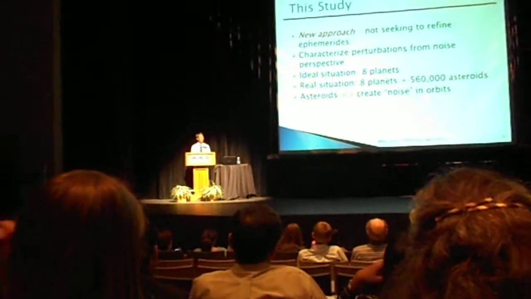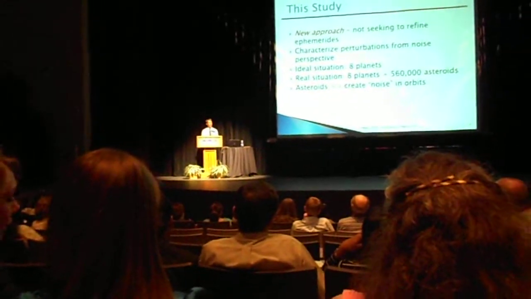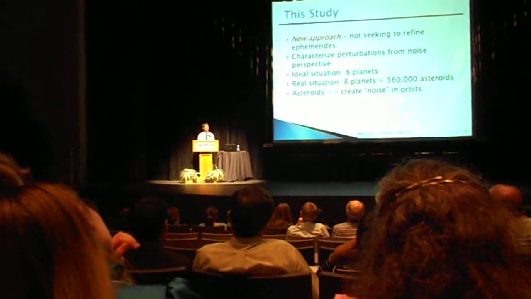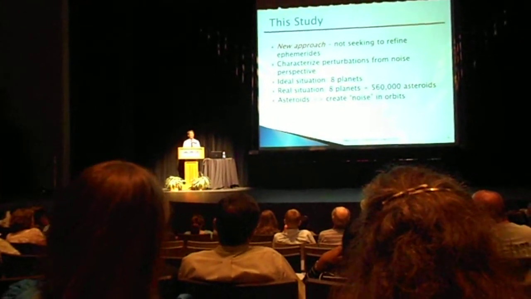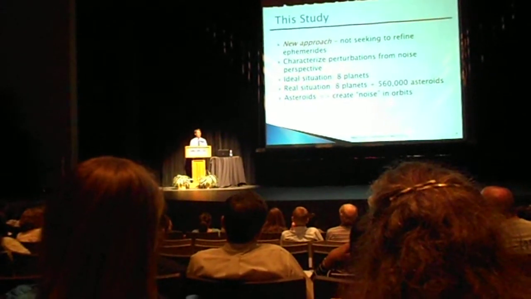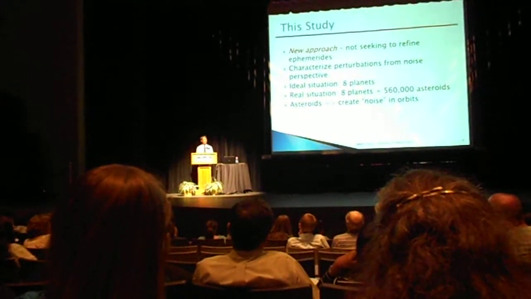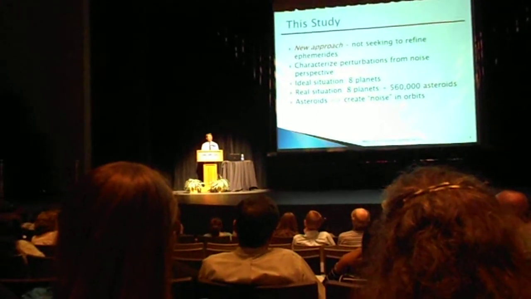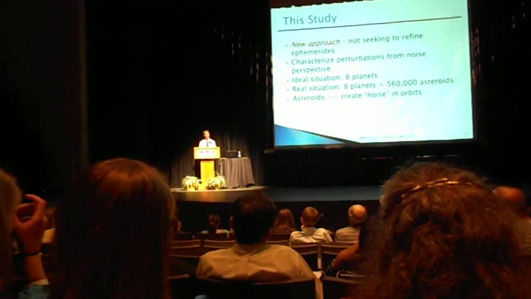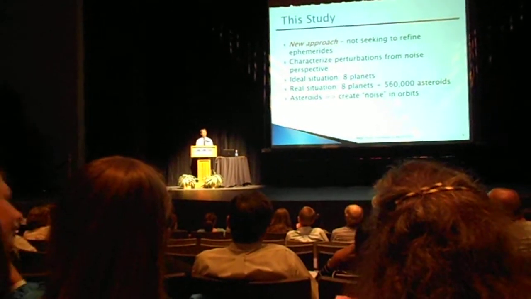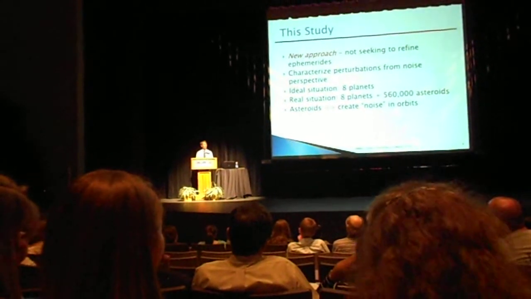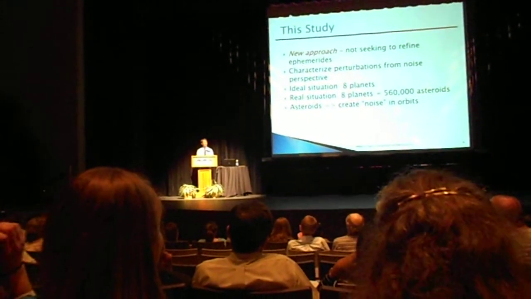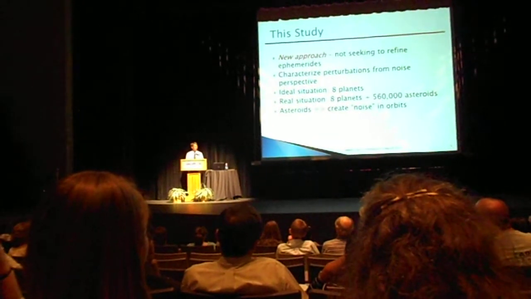Now, in order to do this, I've first developed a new approach which actually does not seek to refine high-precision ephemerides, but instead looks at characterizing perturbations from the noise perspective. The analogy I like to use is that of a radio. You can consider the ideal unperturbed planetary system of only 8 planets as listening to the radio in the city. It's a clear and crisp signal. However, when you go under a high voltage line, you naturally get some noise in your radio signal. And the same thing actually happens with planetary motions. When you include asteroid perturbations in those motions, you get noise in that ideal signal.